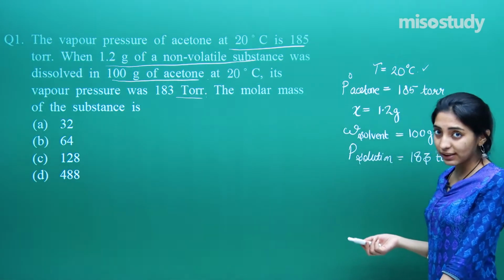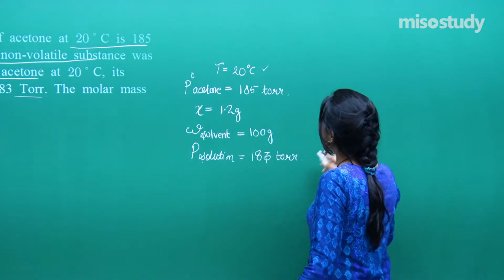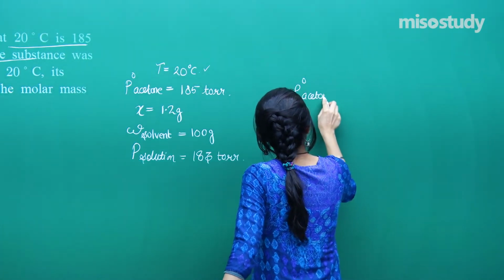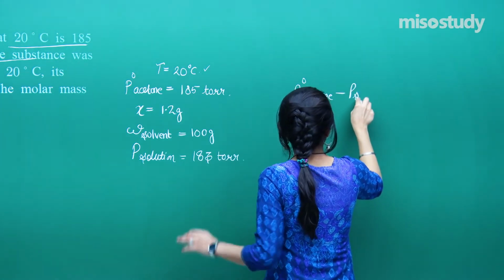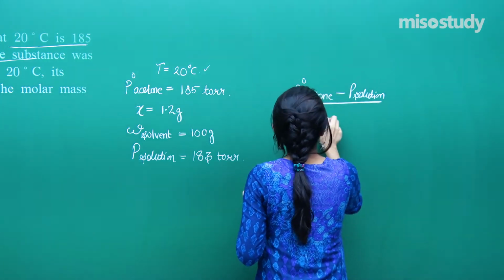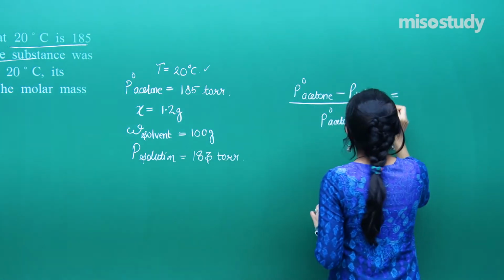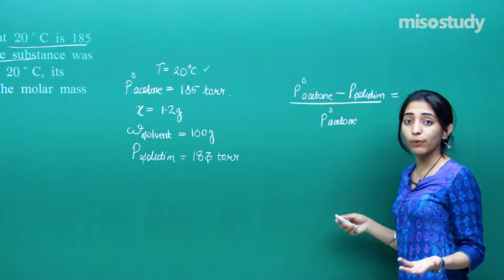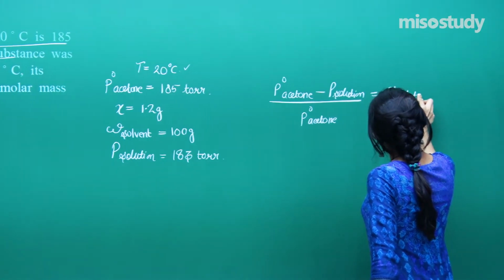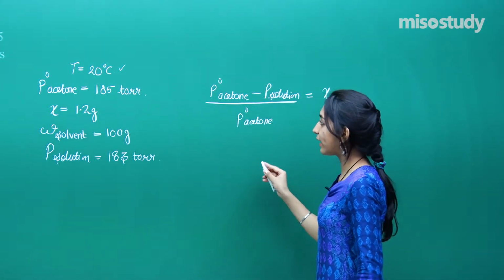As you can see from the data, I just have to talk about the relative lowering of vapor pressure. So we know P naught of acetone minus P of solution, divided by P naught of acetone, the relative lowering of vapor pressure, is equal to the mole fraction of solute. Right? So now we just need to solve it out. I have done the calculation for you. Let me just write down the points.